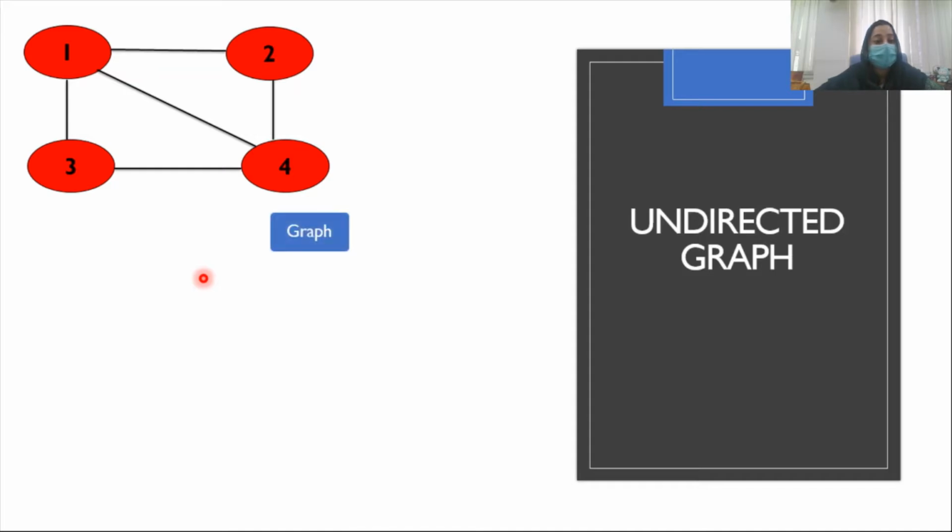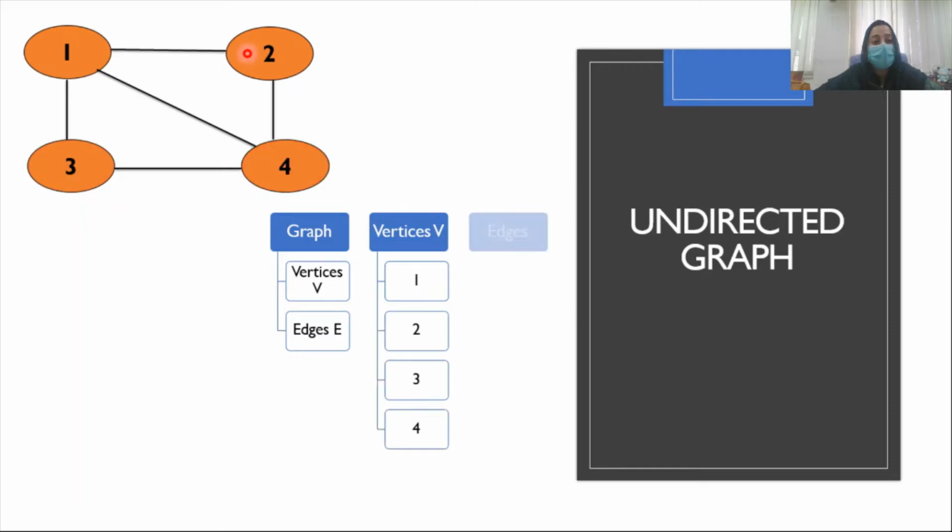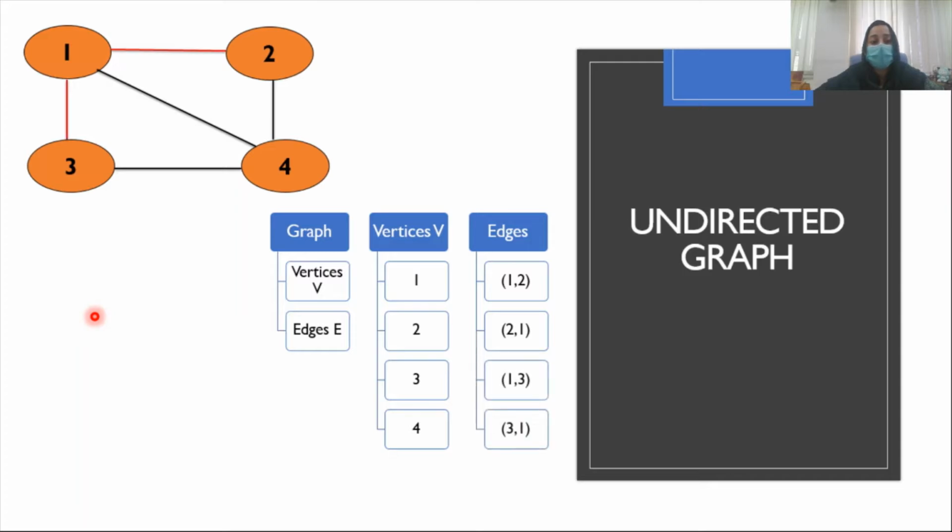So we say this particular graph has vertices and edges, and the vertices we have are 1, 2, 3 and 4. Then this particular graph has some edges, like there is an edge from 1 to 2 and similarly from 2 to 1 as well. Because it's an undirected graph, we consider the edge is going both ways, and similarly 1 to 3 and 3 to 1 and so on. We have 1 to 4, 4 to 1, 3 to 4, 4 to 3, 2 to 4 and 4 to 2.